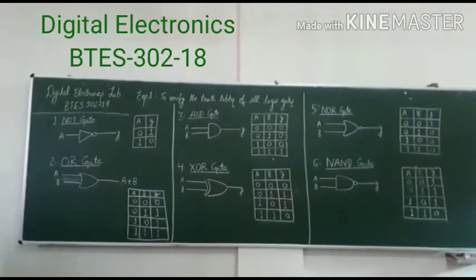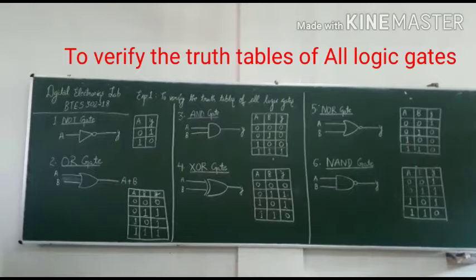Good morning students. Today we will start the practicals of Digital Electronics Lab. The code of this subject is BTES 30218. So the first practical of Digital Electronics is to verify the truth tables of all logic gates.